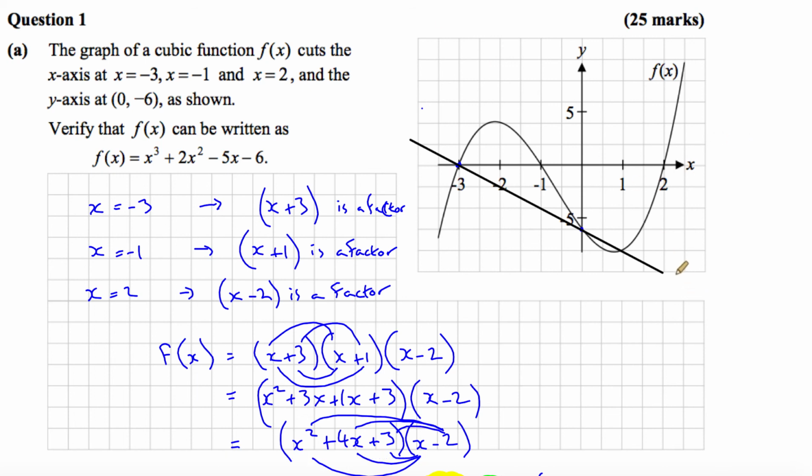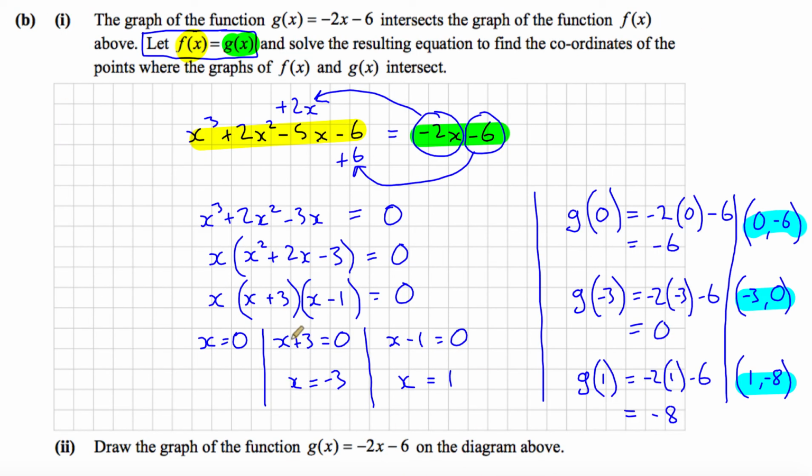And I'm going to label it. If that's f of x, then this is g of x. So that's what I was asked to do, and that's the end of question 1.